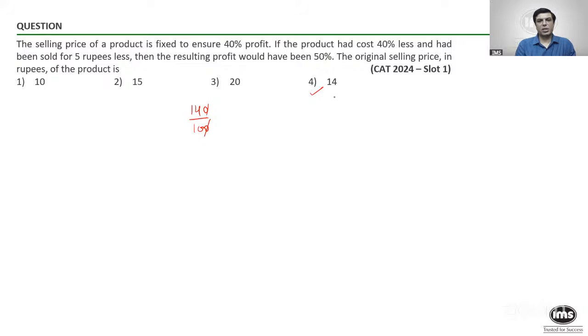So if selling price is 14 rupees after 40% profit, then from here I can say cost price will be 10 rupees. Cost price is 10 rupees. If the product had cost 40% less, it will be 6 rupees. And it had been sold for 5 rupees less, it would be 9 rupees. So if 6 rupees is the cost and 9 rupees is the sales, how much is the profit? 50%. Is this what is given? Yes, this is the answer.